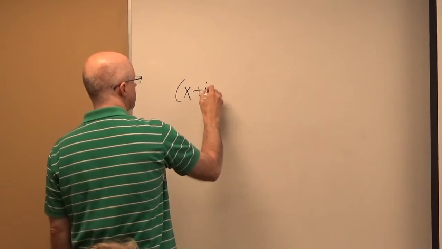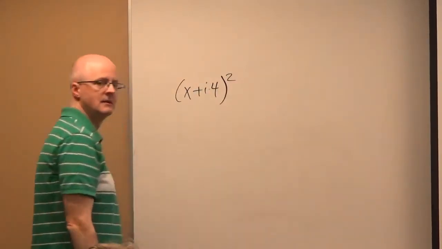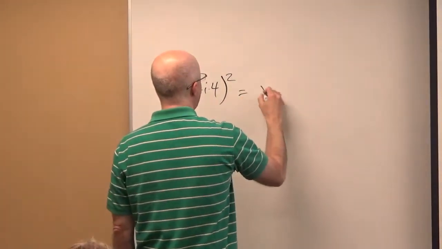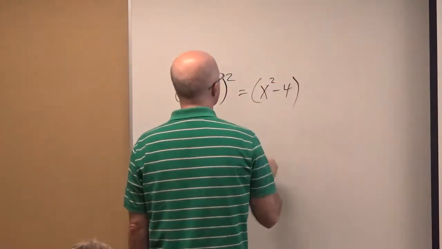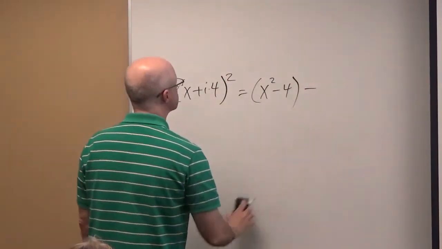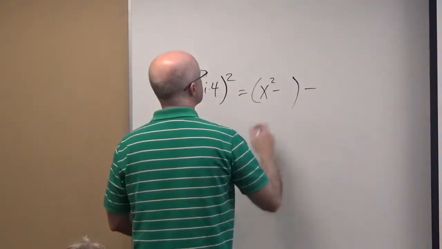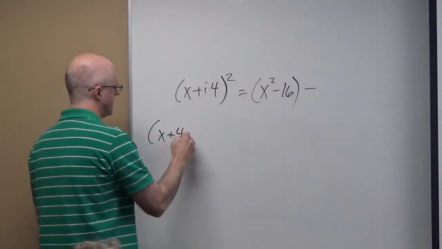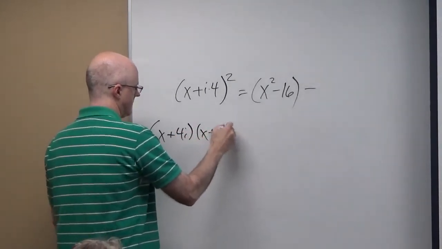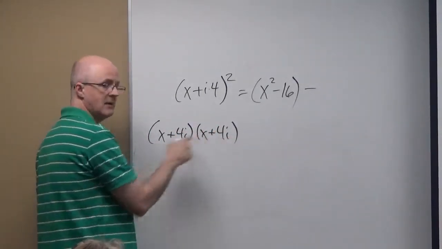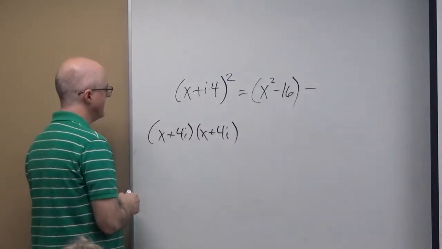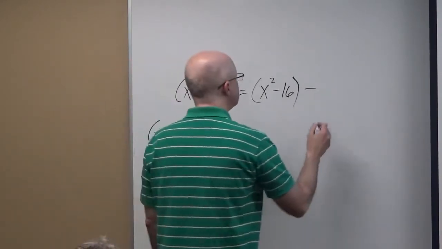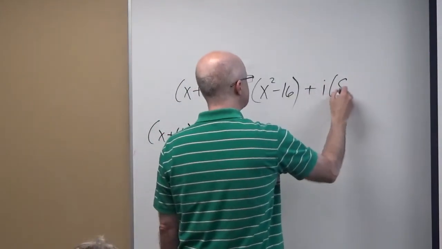What is the nature of something like that? The real part is going to be x squared minus, excuse me, minus 16. Think about foiling it. The real part's going to come from first times first and last times last. And the imaginary part's going to come from outside and inside products, 4ix and another 4ix. It's going to be i times 8x.